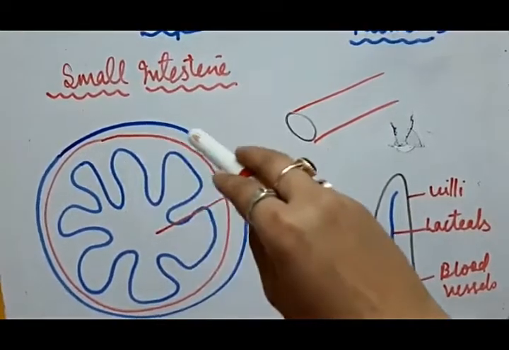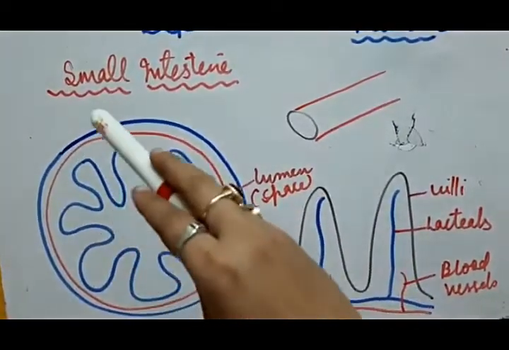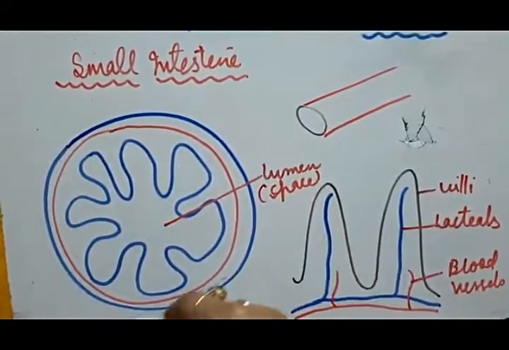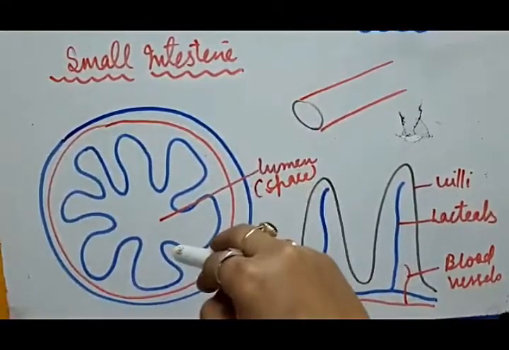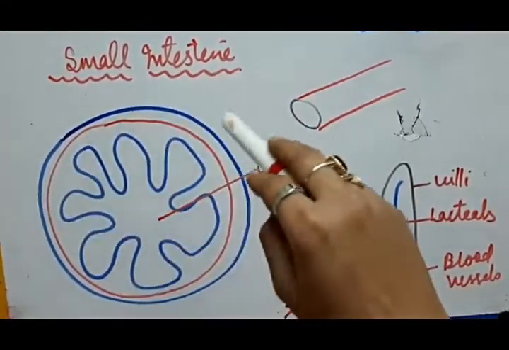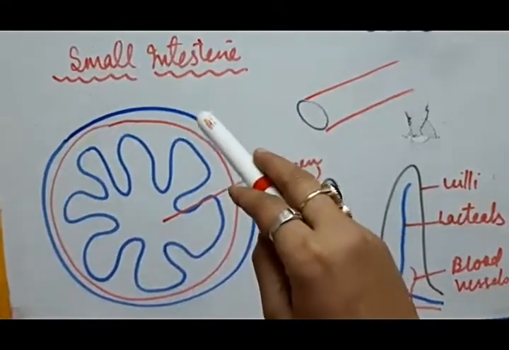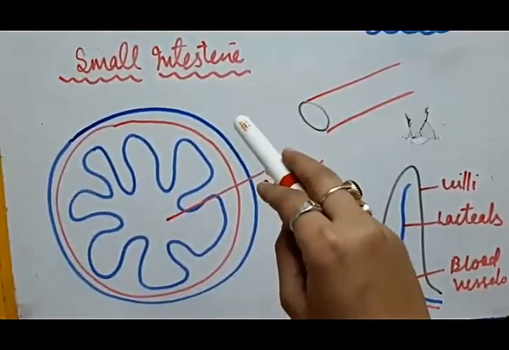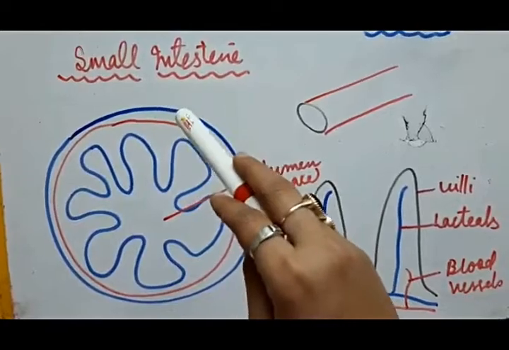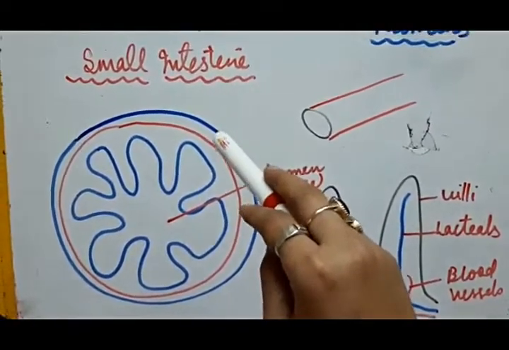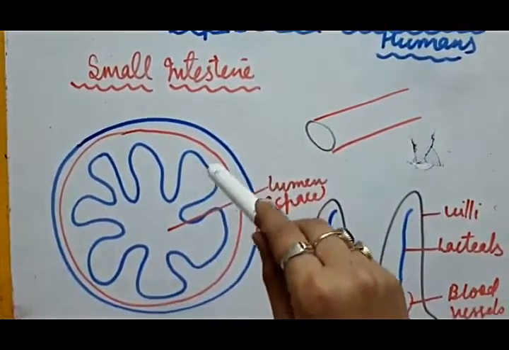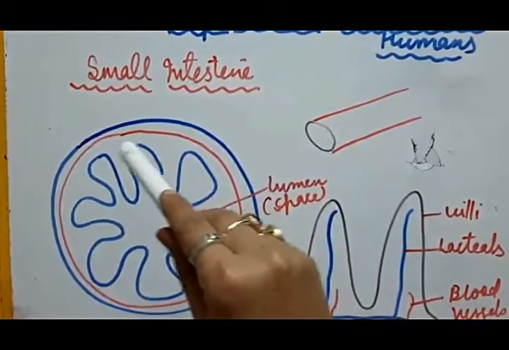So we will see here, this is the outer layer of the small intestine. In the higher section there are mucosa and serosa. These are the layers of the small intestine, but not in the 10th class. So this is the outer layer, then this is the inner layer.